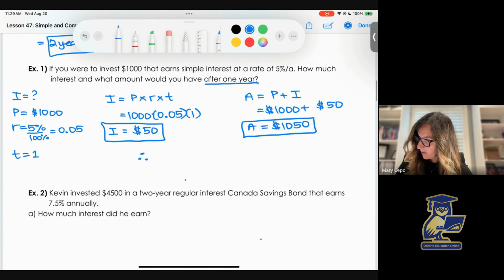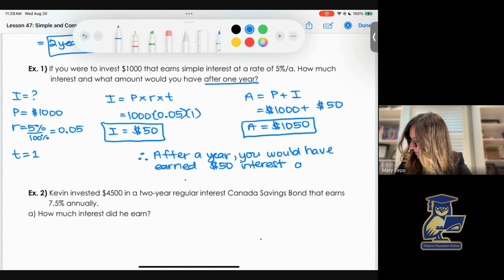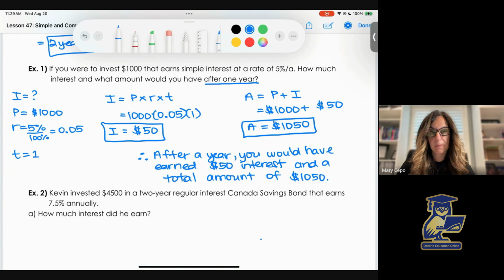Therefore, after a year, you would have earned $50 interest and a total amount of $1,050.